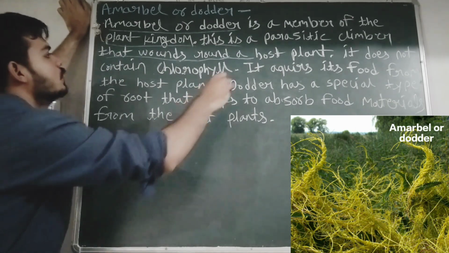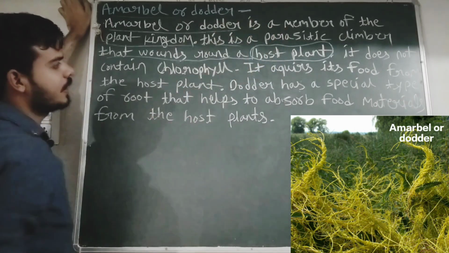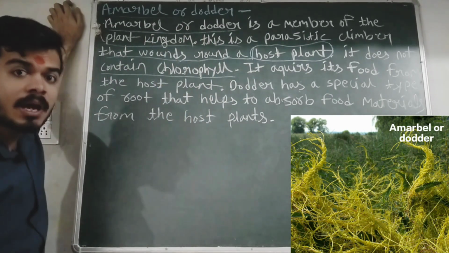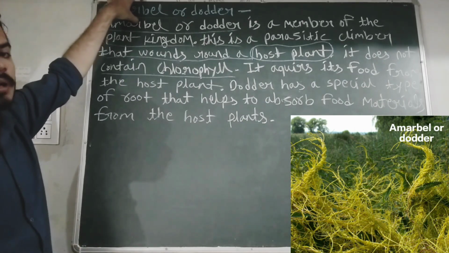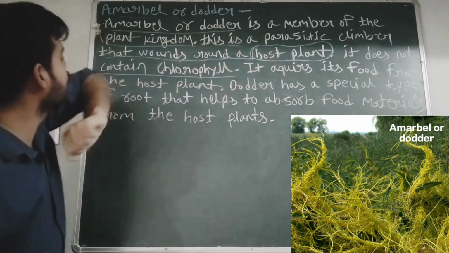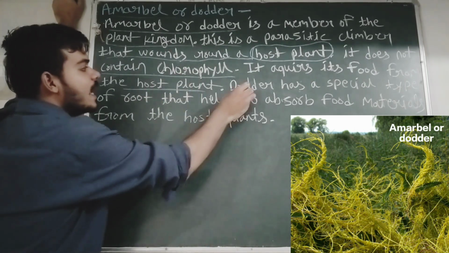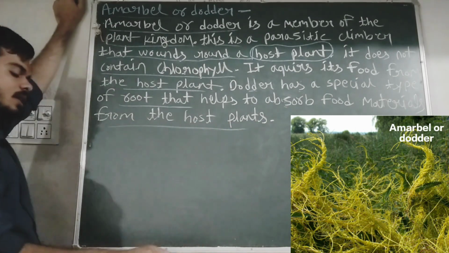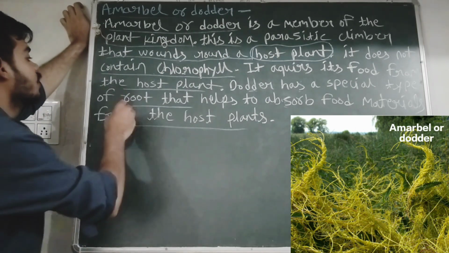So what is a host plant? A plant which gives the food for Amarbel or dodder is called the host plant. It does not contain chlorophyll. Most members of the plant kingdom have chlorophyll, but Amarbel or dodder doesn't have chlorophyll, which means they cannot photosynthesize. It acquires its food from the host plant. Dodder has a special type of root that helps to absorb the food materials from the host plants.